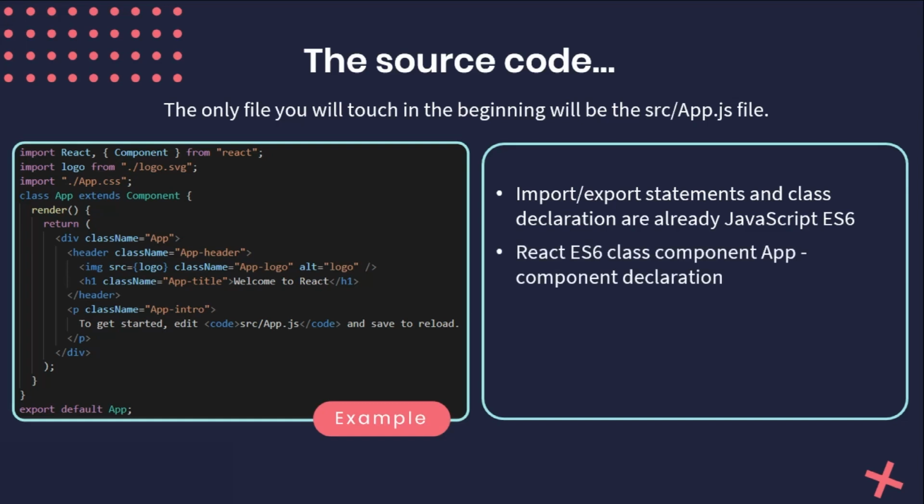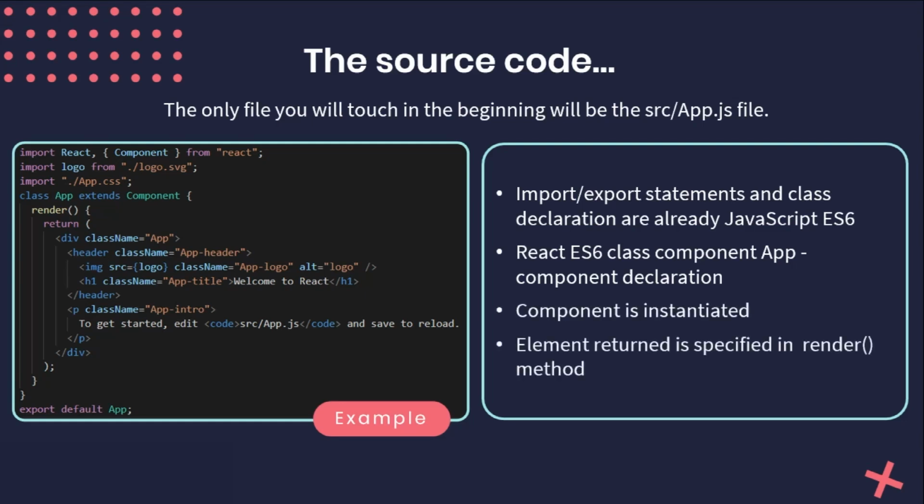In the file, you have a React ES6 class component with the name app. It is a component declaration. Basically, after you've declared a component, you can use it as an element anywhere in your application. It will produce an instance for your component. In other words, the component gets instantiated. The element that it returns is specified by the render method. Elements are what components are made of. It's useful to understand the difference between component, instance, and element.